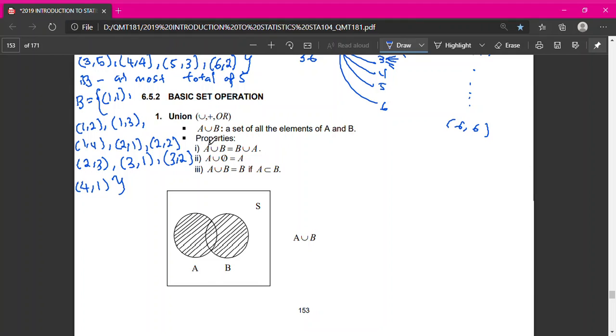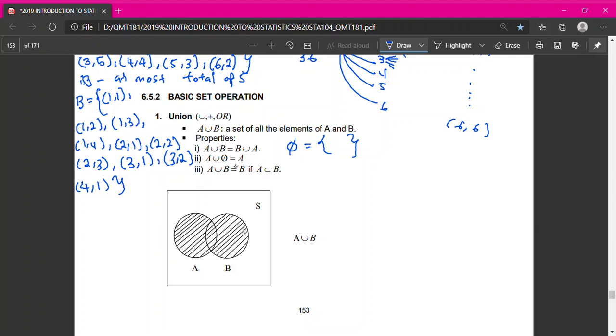So, bila kita katakan A union B, maksudnya a set of all the element of A and B. Sebab operationnya tambah. So, maksudnya kita tambahkan element in event A dan event B. Okay. So, A union B sama juga dengan B union A. A union dengan null set. Null set maksudnya event yang tak ada, kosong. Tak ada value. Okay. So, bila A tambah dengan null set, akan dapat A.